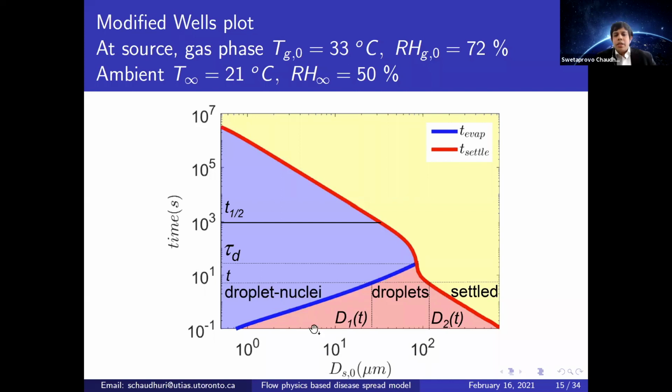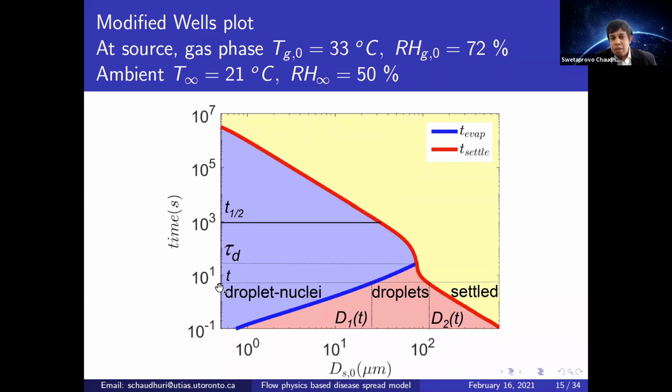So what we get out from this is that at any instant of time t, we can know what fraction of my initial droplet distribution has become droplet nuclei, because anything above this blue curve has become a droplet nuclei, and anything below this blue curve still remains as a droplet. So we can know at a particular time what fraction of the initial droplet distribution that was ejected has become droplet nuclei.